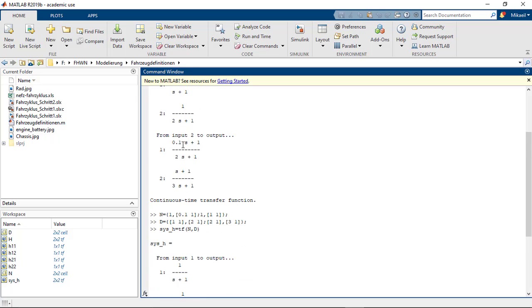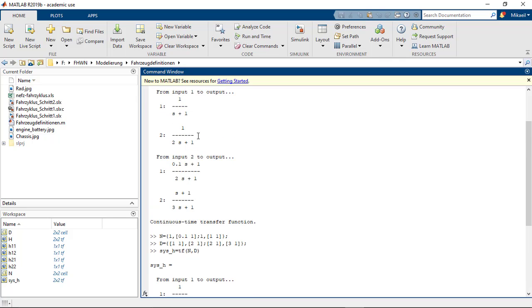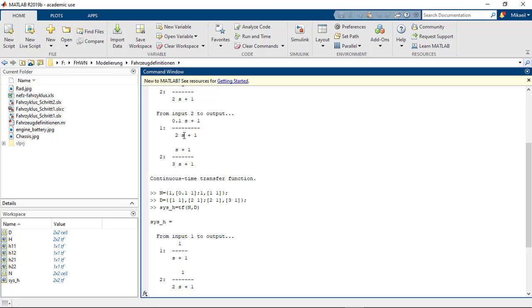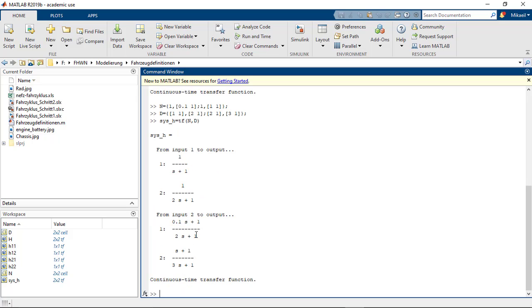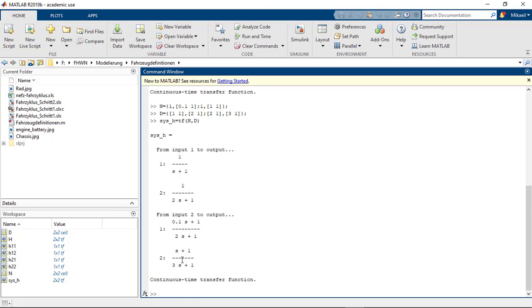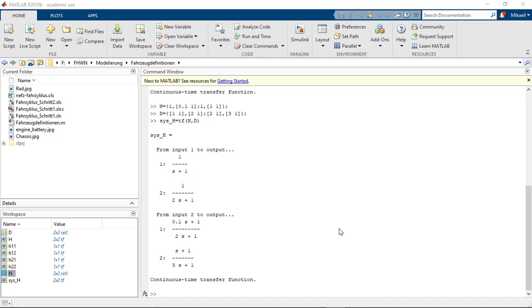For h11, for h12, for h21, and for h22. Okay, in this part we have learned how we can define SISO systems and MIMO systems with transfer function form in Matlab. In the next video, we want to learn how we can define systems with zero pole gain form.